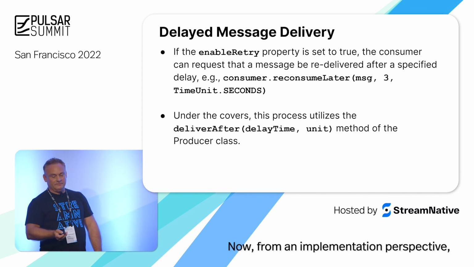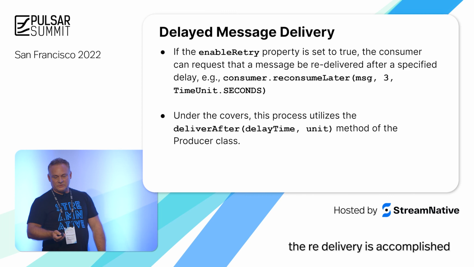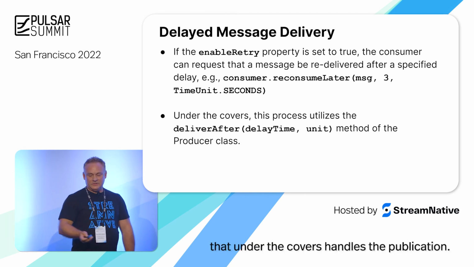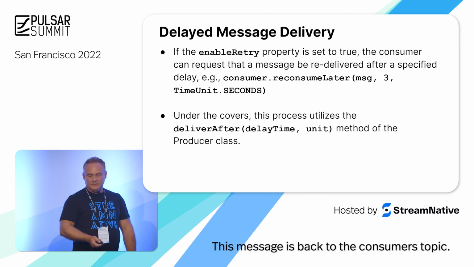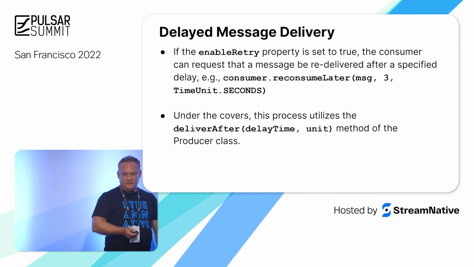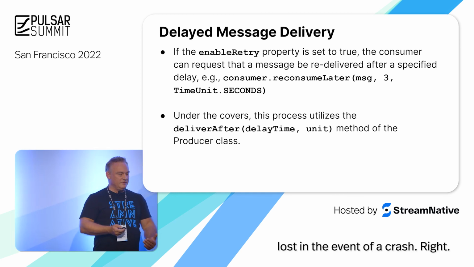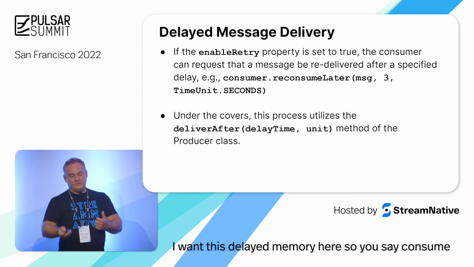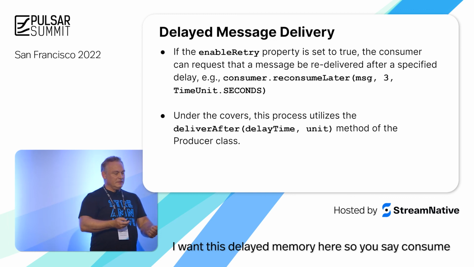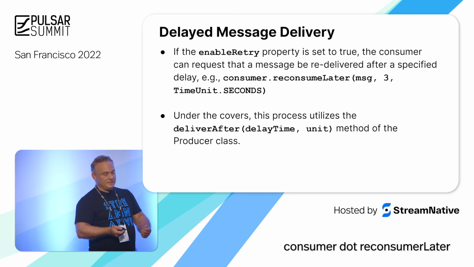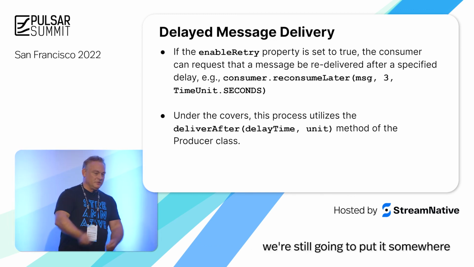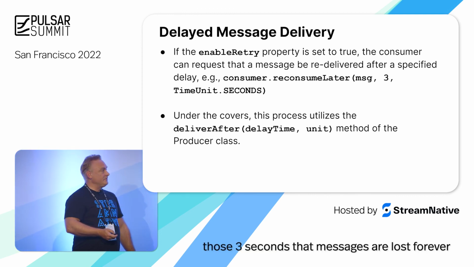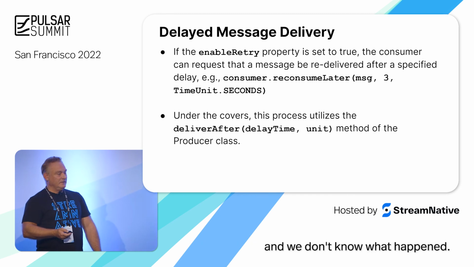Now, from an implementation perspective, this redelivery is accomplished by creating a new producer class that under the covers handles the publication of these messages back to the consumer's topic. This ensures that the data isn't lost in the event of a crash, so we're not holding it in memory somewhere. If you call consumer.reconsumeLater on the message and specify 3 seconds, we're still going to put it somewhere on disk on a topic. So if something happens in those 3 seconds, that message isn't lost forever, and we don't know what happened.